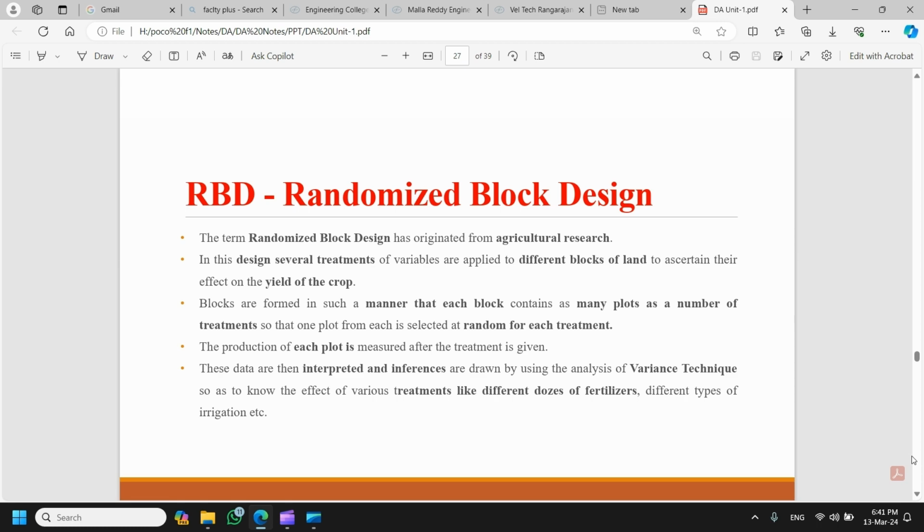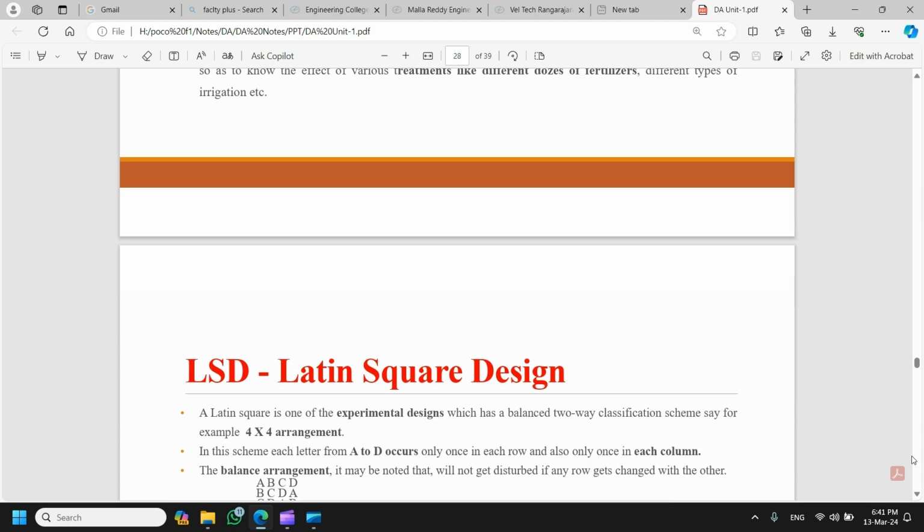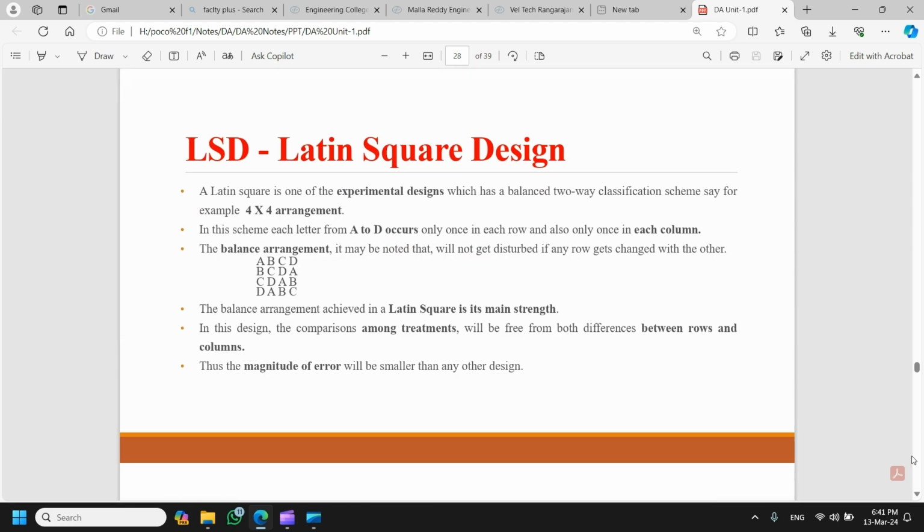Treatments are like different doses of fertilizer and different types of irrigation to be applied. And LSD, the Latin square design, is one of the experimental methods, classified two-way. Suppose there is a 4 by 4 arrangement with letters A to D. How to arrange it? Each row and each column must have only one of each value. So you have to arrange them in a balanced arrangement. The balanced arrangement achieved by the Latin square method is its main strength.